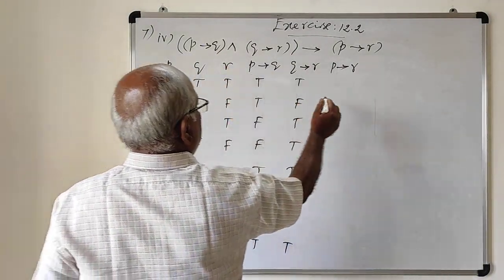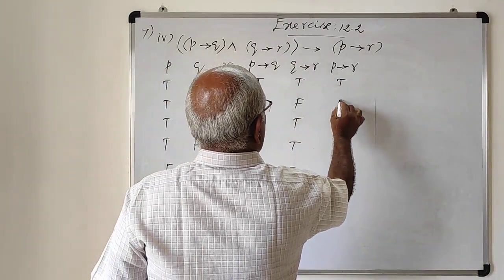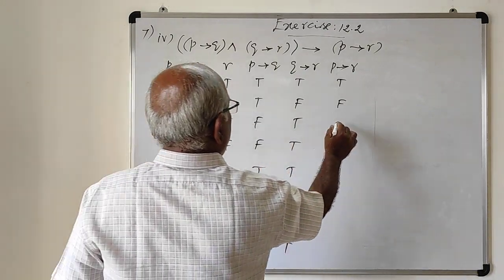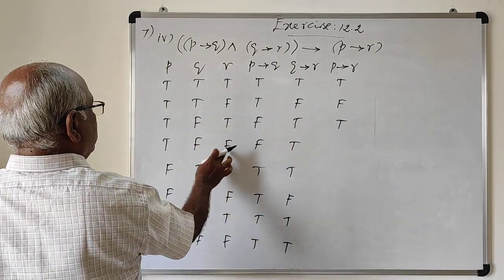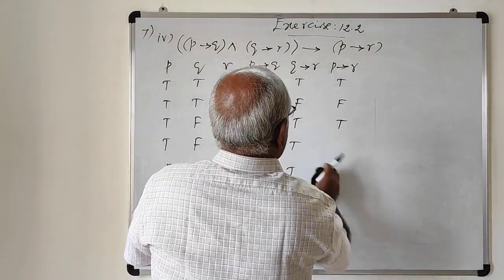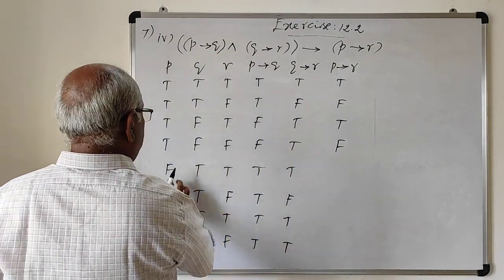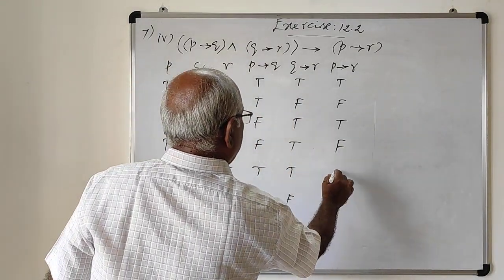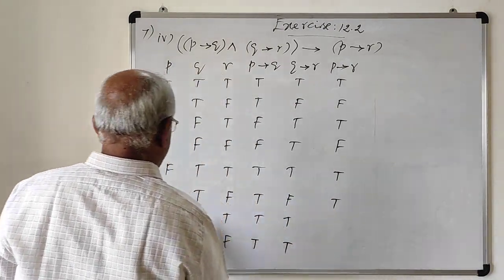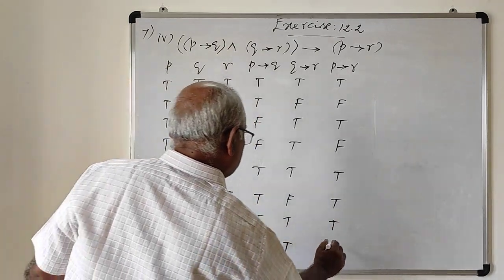T to T, truth value T. T to F, truth value F. T to T, truth value T. T to F, truth value F. First statement T, second statement F, truth value F. F to T is T, F to F is T, F to T is T, F to F is also T.